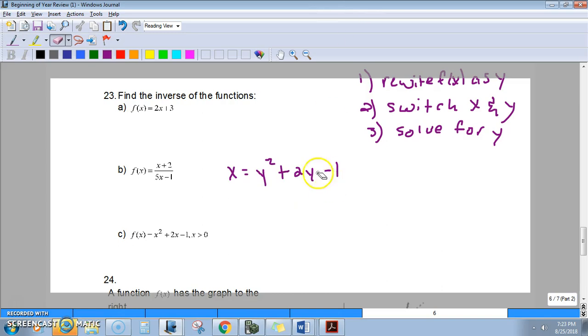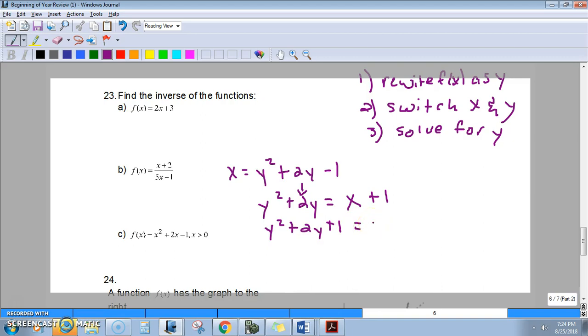This is going to be a little bit tricky, but what we're going to do is complete the square, which you may remember from last year. Like I said, I like to put my y's on this side. So y squared plus 2y, but I'm going to add 1 to the other side, so it equals x plus 1. Now I'm going to complete the square. I take half of 2 and square it. Half of 2 is 1, and 1 squared is 1. So I'm going to change this side to be y squared plus 2y plus 1.